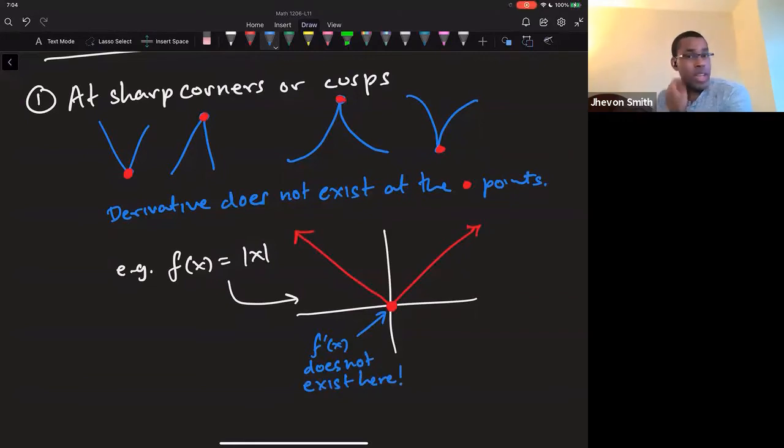But otherwise, absolute value of x is a function that behaves itself. It's continuous everywhere. It's continuous for all real x. You'll always be able to plug in an x value and get an answer. But you can't always find a derivative.